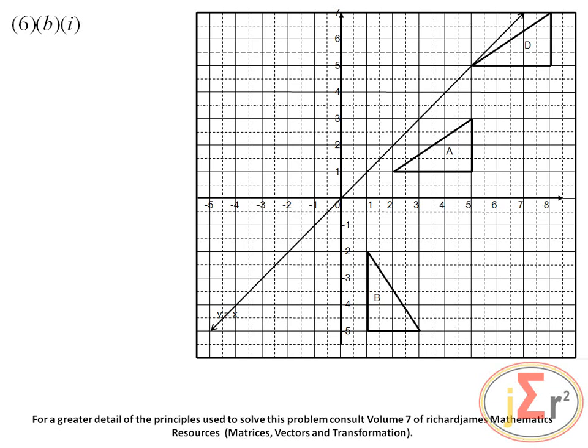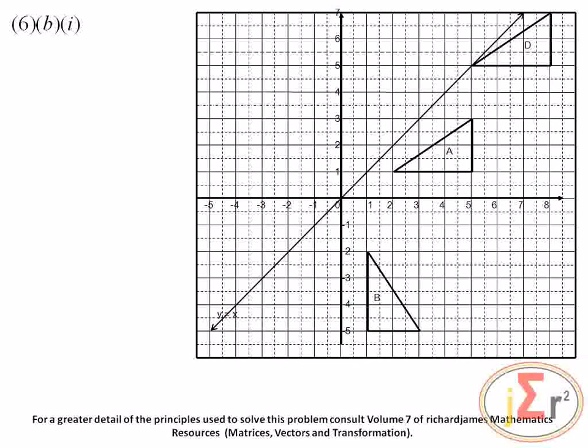So we're going to describe the single transformation, and we're not going to just describe it. We're going to describe it fully. Describe the transformation which maps triangle A onto triangle D. So let's see how A goes to D.